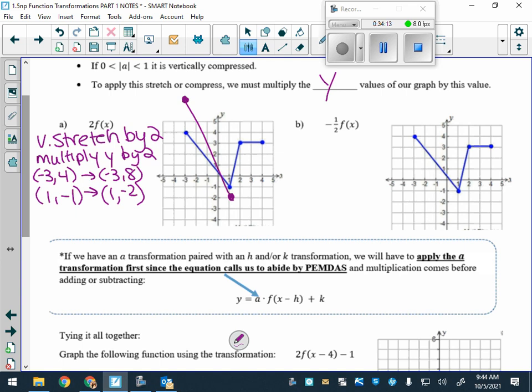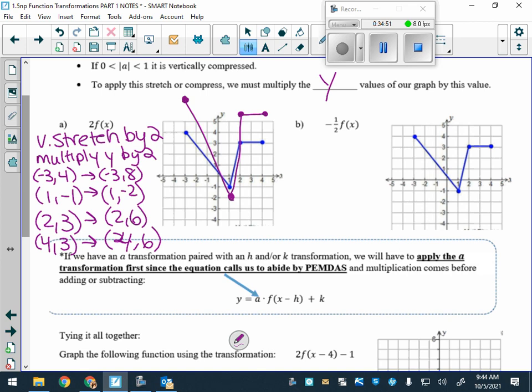Then if I have 2, 3, what would be my new point? Cooper? 2, 6. And we already know the last one. 4, 3 would be 4, 6. So that's where the stretches occur. It gets longer, it stretches out.